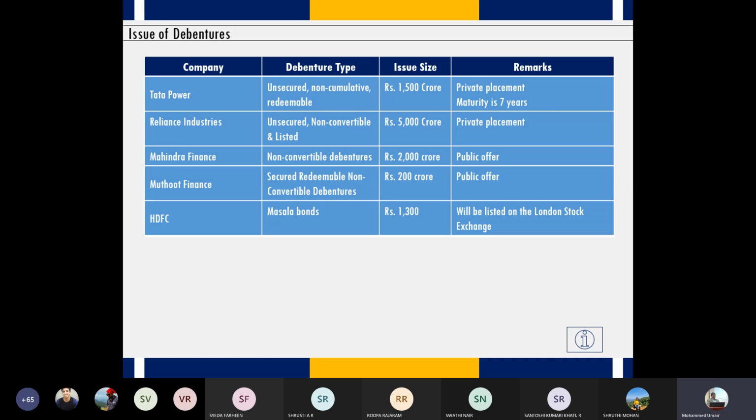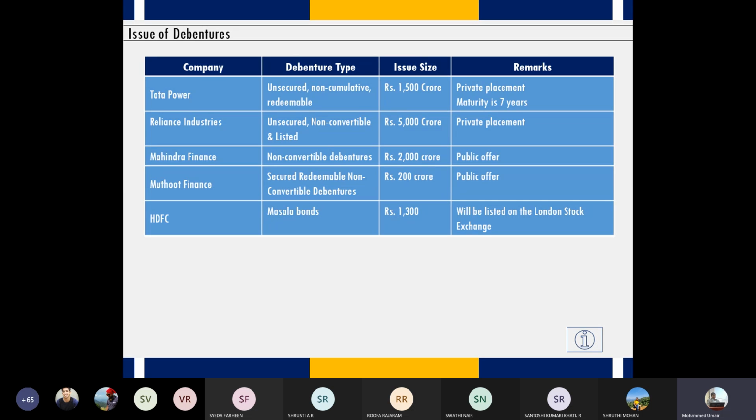HDFC is an Indian company, so it will issue debentures within India, right? But in case the debentures are issued outside India, there are two criteria for classifying this transaction as a masala bond. First, it has to be issued outside India. Second, it has to be issued in Indian currency. The denomination of the currency should be rupees.